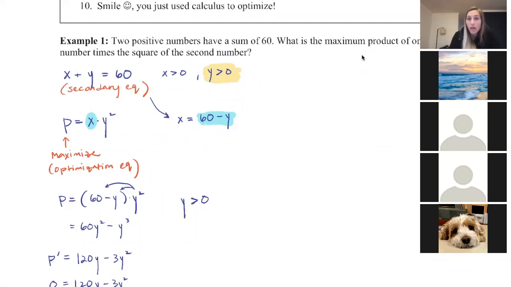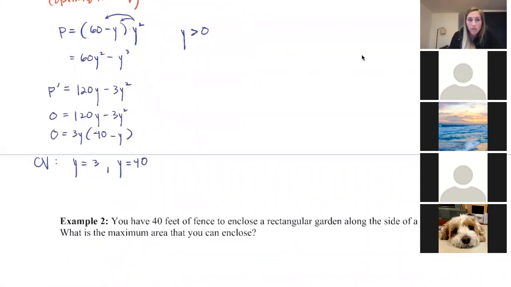Wait, Miss Dorset? Yeah. Why is Y equal to 3? Oh, I meant 0. Thank you. Okay. Thanks, Zach.